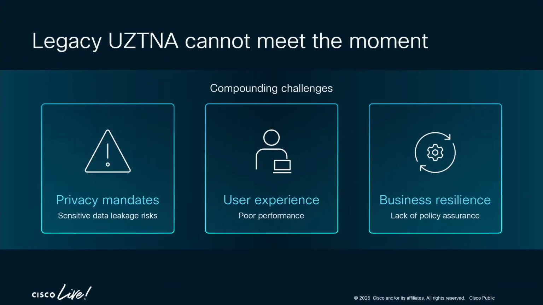And we know that universal ZTNA can't meet the moment where it is right now. We have to continue to develop ZTNA in general. What that means is we have to account for compounding challenges like privacy mandates, user experience. As we're doing this, we don't want to inhibit the user from just doing their normal job, right? If they open an email or they're starting to use generative AI to start prompting it for whatever, writing documents and checking things.